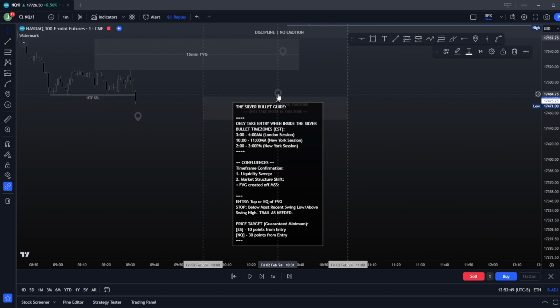There are certain things that we're going to be looking for. We need to look for a liquidity sweep, a market structure shift, and a fair value gap that gets created off of this market structure shift. You'll see what I mean. But you have to look for these things in this order. Do not deviate from this plan. Do not deviate from this guide.